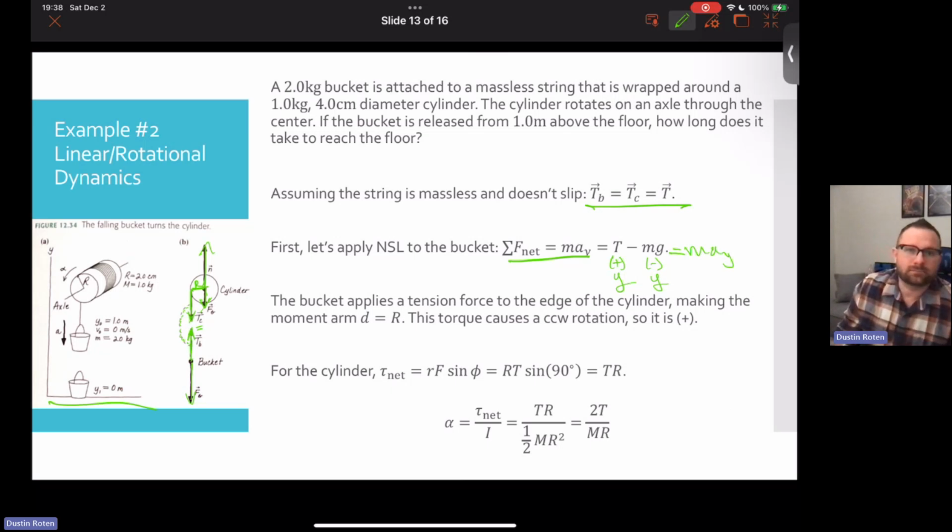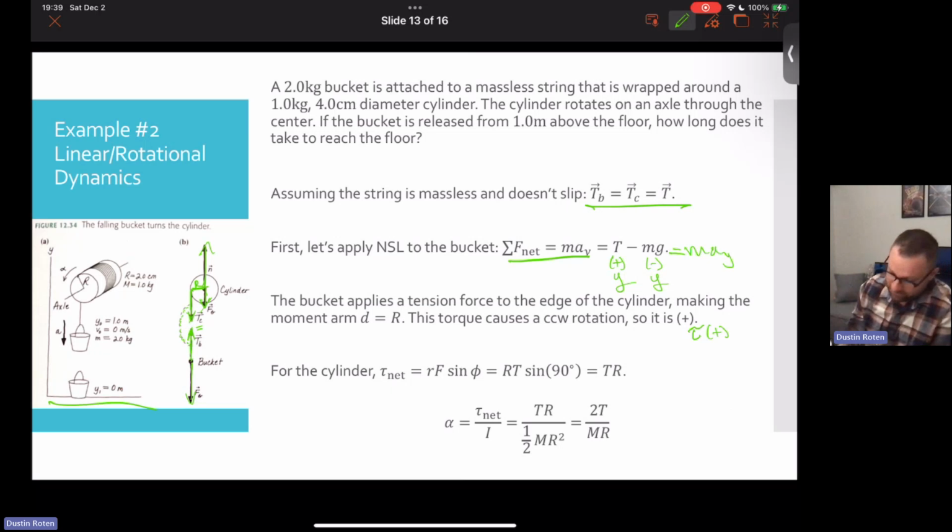All right. So this torque causes a counterclockwise rotation. So the torque is positive since it's a counterclockwise rotation according to our picture. So for the cylinder, okay, that was everything in the linear direction. Now let's look at the rotational part.